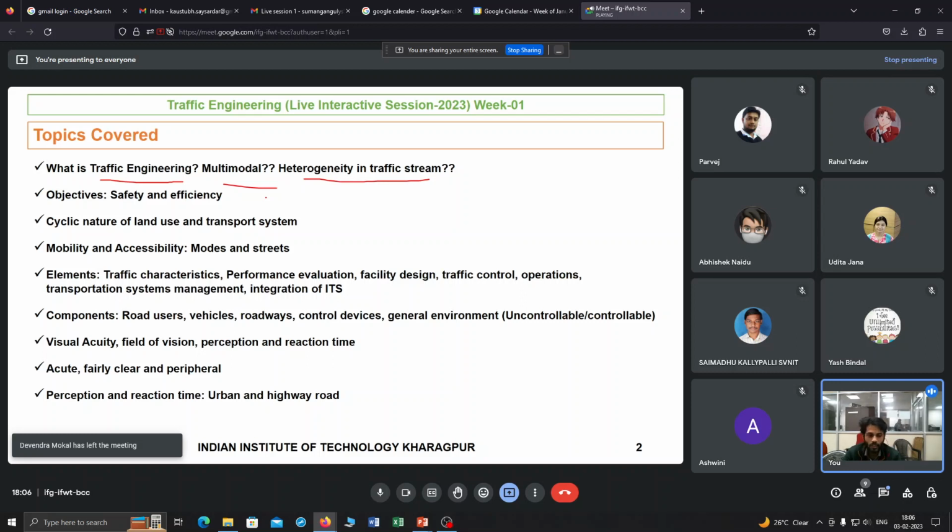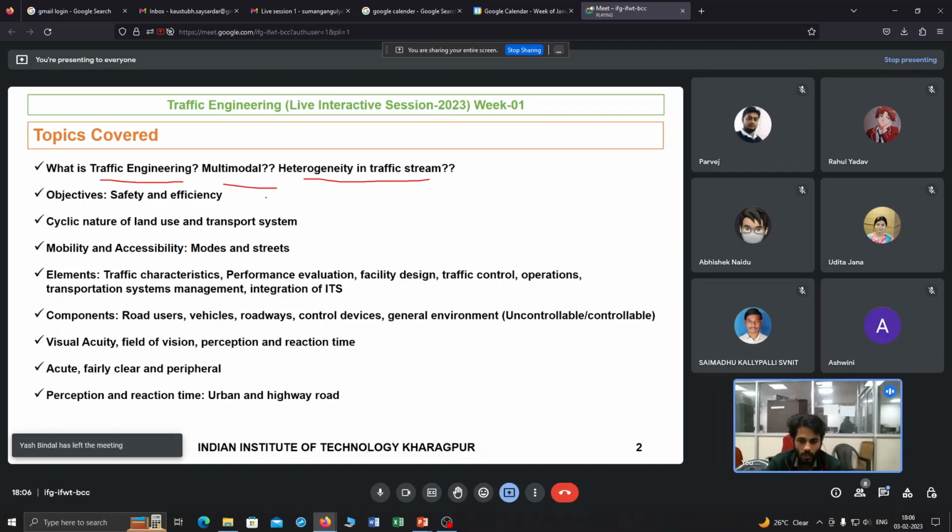Now what is called heterogeneity in traffic stream? This heterogeneity refers to the fact that each vehicle's characteristics are different, right? Suppose we have a motorized vehicle and a non-motorized vehicle as well. Both are plying on the roads. Non-motorized means bicycles, cycle rickshaws, those things. Now their physical characteristics like length and width, as well as operating characteristics like acceleration, differ. If you see a car, the speed of a car and the speed of a bicycle is not similar. It is largely varying, right?